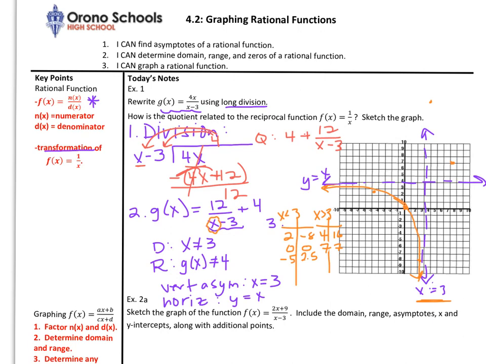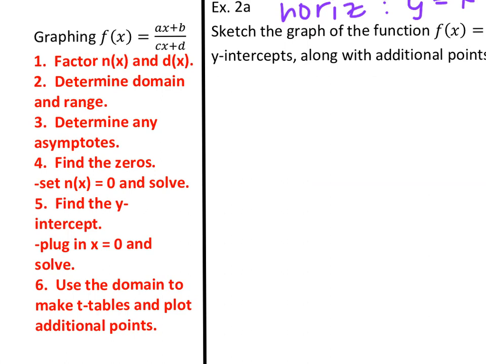If I go over a little bit more, maybe I'll bump it over to 8. 8 minus 3 is 5. 12 divided by 5 is 2.4. And if we add 4 to that, we're going to get about 6.4. So you can see as we keep going to the right, the graph is going to drop down and slowly taper towards that horizontal asymptote. Drawing in this curve should show us our rational function, looking like that transformed reciprocal function from 4.1.